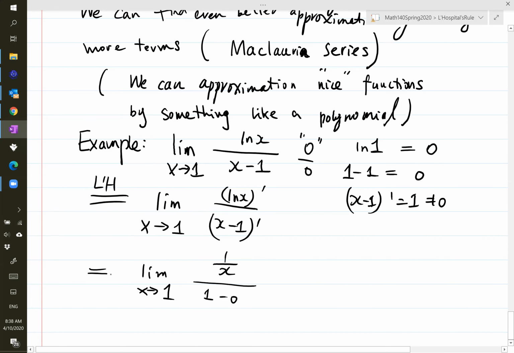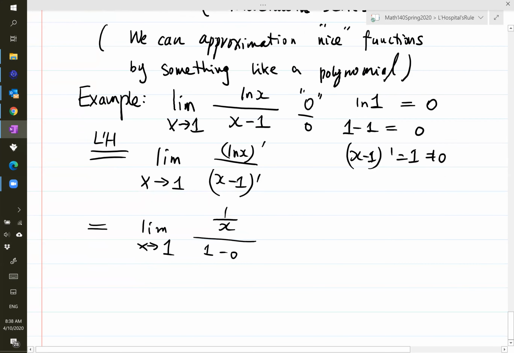Now this is no longer 0 over 0, so we just use direct substitution. This will be 1 over x, which is 1 over 1. So the limit is 1.